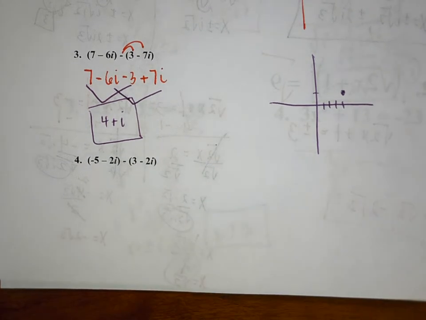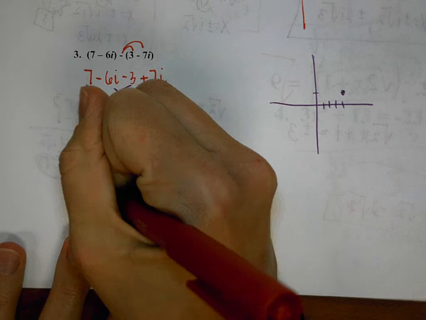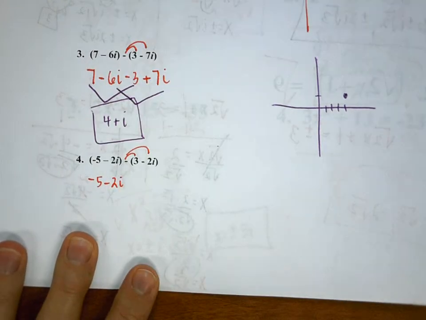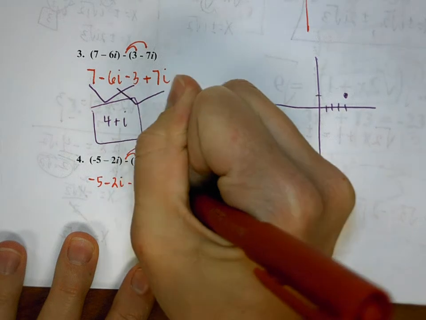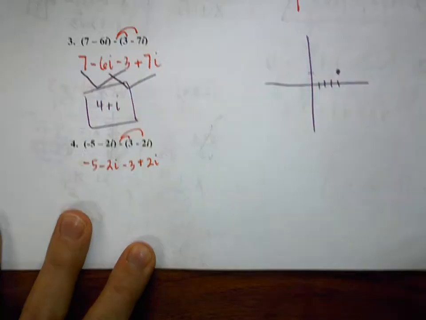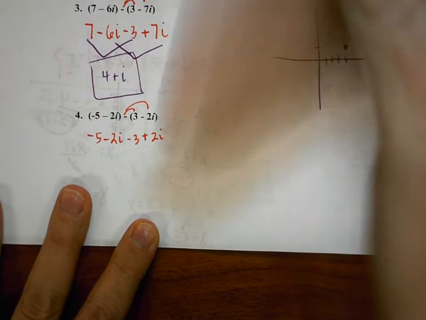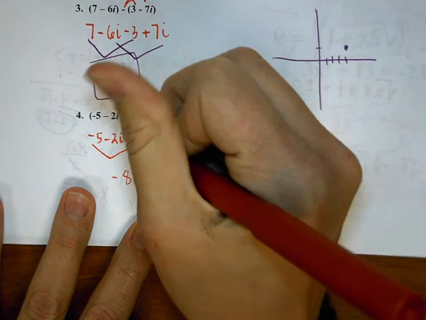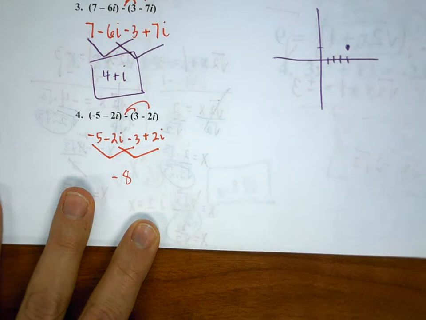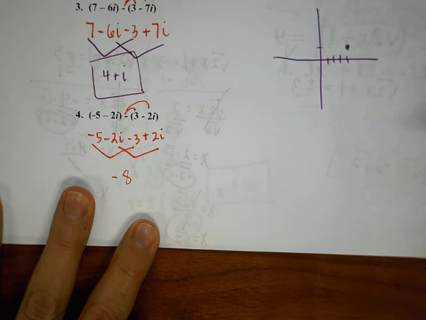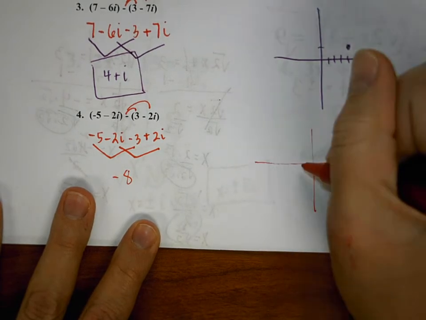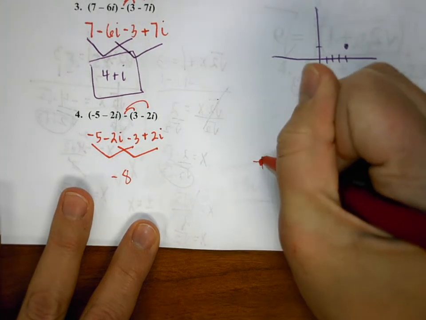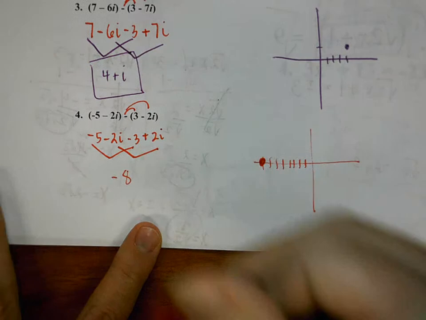Okay, number 4, last one. We have negative 5 minus 2i. We distribute the negative. We get negative 3 and a positive 2i. Negative 3 and negative 5 make how much? What happens with the 2i and the negative 2i? So where am I going to plot this? Yes, you're going to go left 8 and make a point. And that is it.